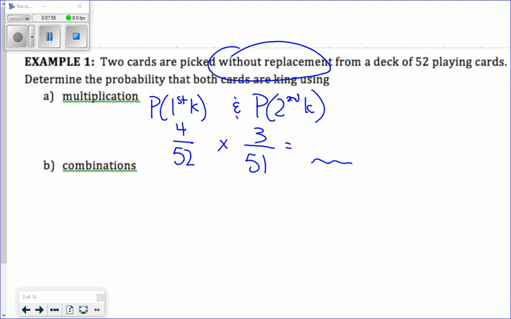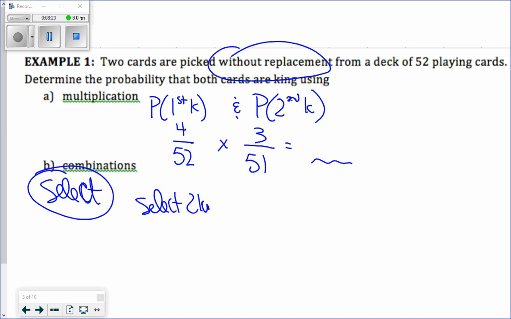Here's the other option. If you pull a king of hearts and a king of spades, does it matter? Does the order matter? Because you could take those 2 cards and move them in your hand, right? Move them back and forth. So this is a select question. It's an nCr. So select 2 kings. How many kings do you have in your deck? 4, and you want 2 of them.